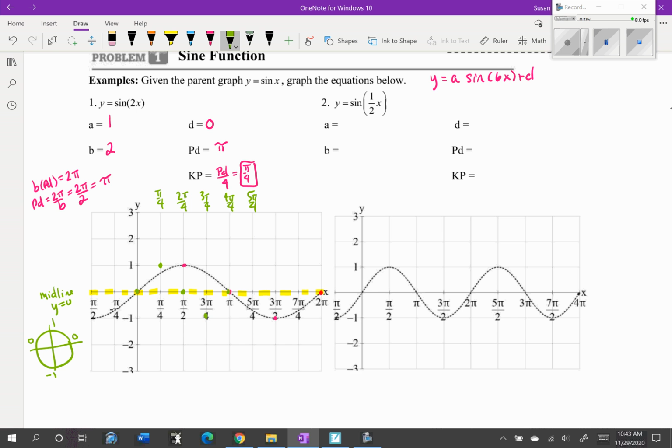So we just changed the key points to being pi over 4. So 0, pi over 4, 0 at, sorry, not pi over 4, but I should say 1. At pi over 2, 0, negative 1, 0.